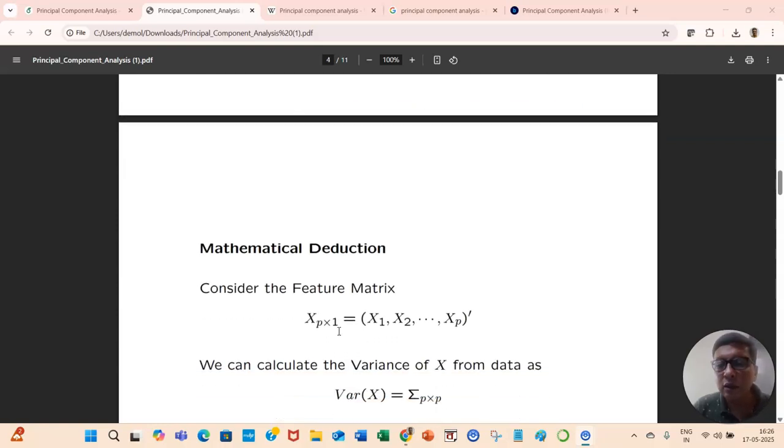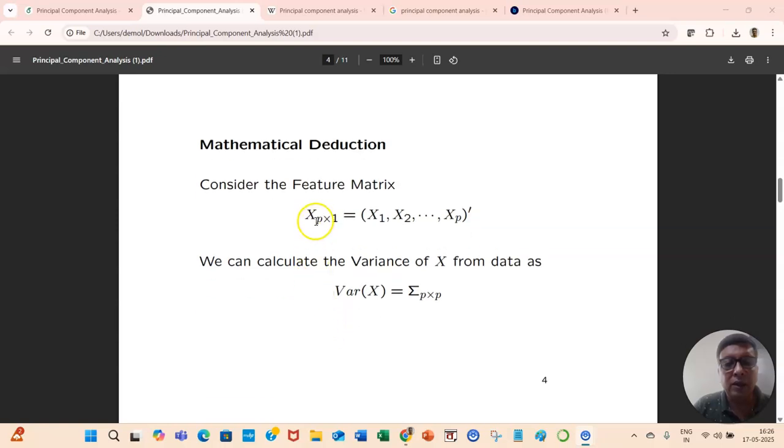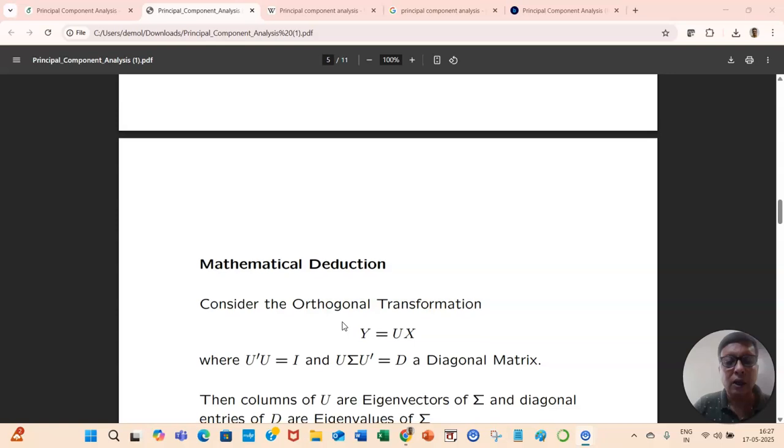Some mathematical deduction. We start with the feature matrix X, p by 1, having p columns x1, x2, up to xp. We can calculate the variance of X from the data as variance of X equal to sigma, p by p. That's the variance-covariance matrix of the feature matrix.